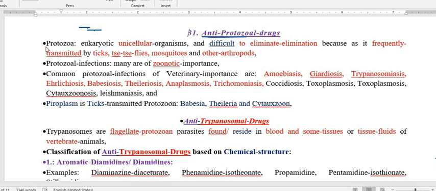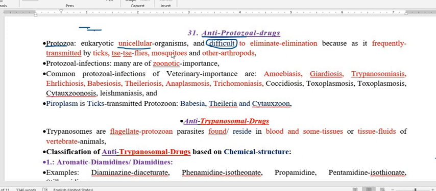First we have to know the meaning of protozoa. As we know, the protozoa is a unicellular organism, and interestingly, the important point is that it is very difficult to eradicate the protozoa.